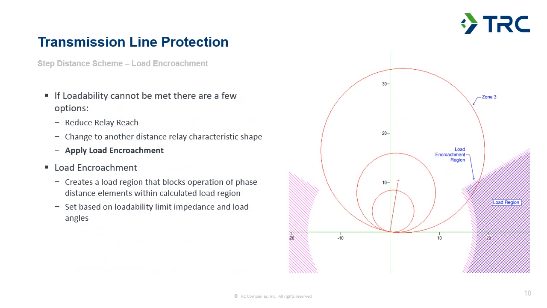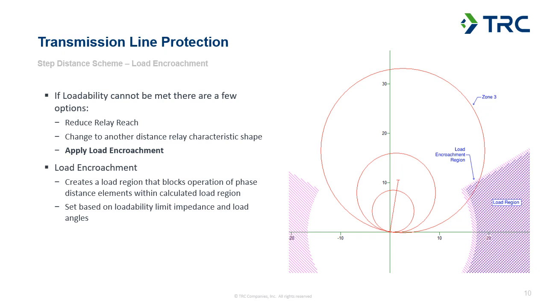So generally, the main approach that utilities use if you run into loadability requirement compliance issues is to apply an element called load encroachment within the relays. And what load encroachment does is basically it blocks a portion of your phase distance element response so that the relay will not operate for that measured condition. And when you do this, the load encroachment characteristics come in a few different varieties, but most come in a way that it's set basically to mimic the load criteria.